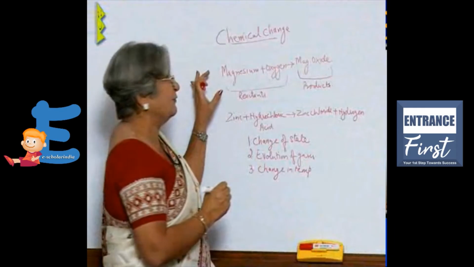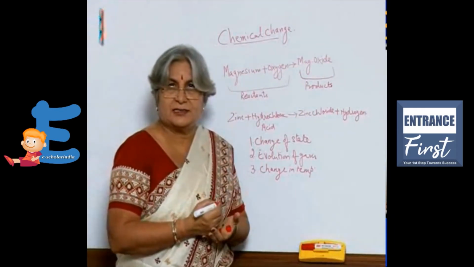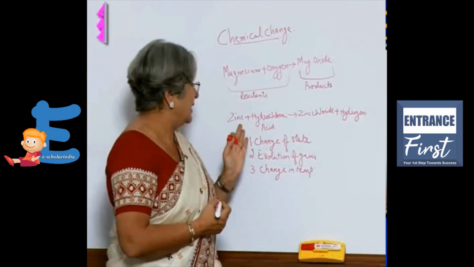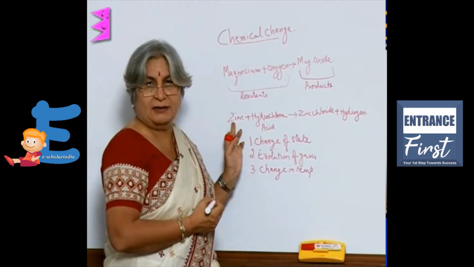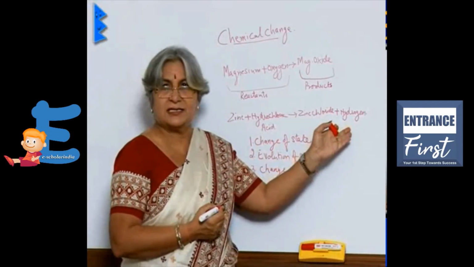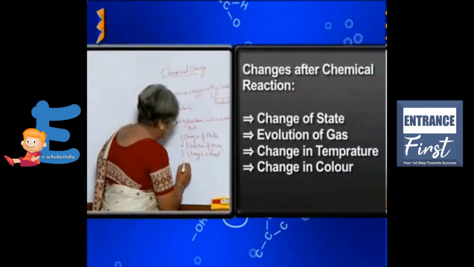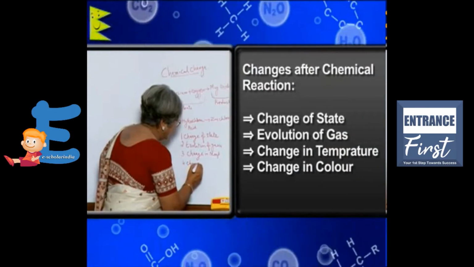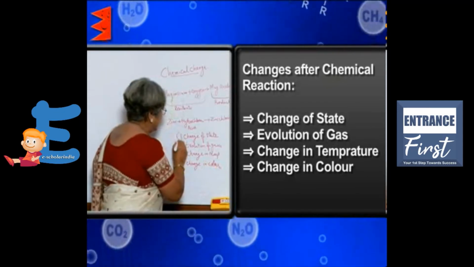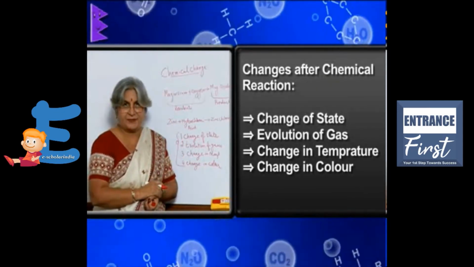Now going back to our first experiment, magnesium is a metal, so it has a luster. But after burning, it was white in color. Zinc is slightly brown in color, hydrochloric acid is yellow, and what we got was a colorless gas. So that means there is also a change in color. So these are the four changes that can take place when a chemical reaction is taking place.